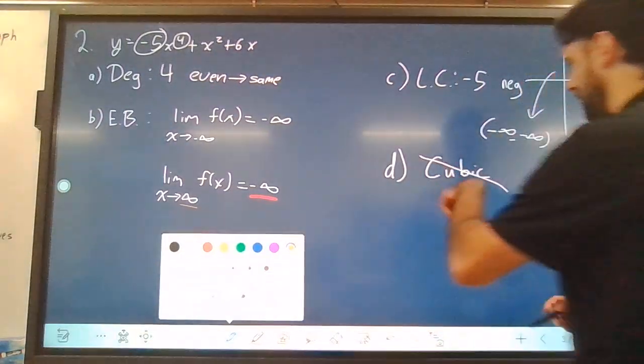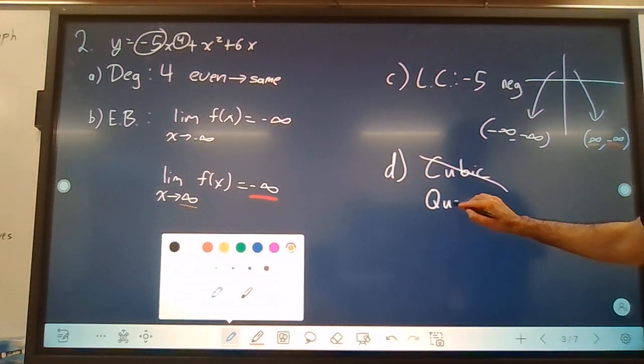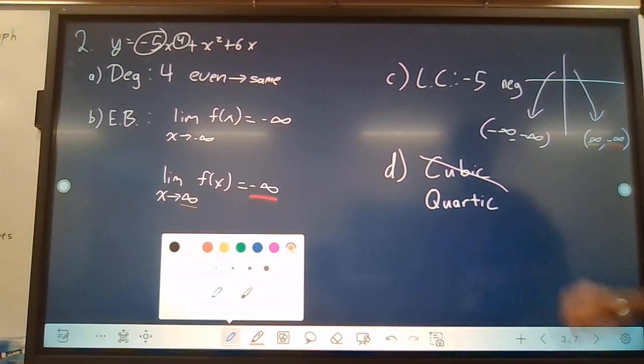Again, this is just a coordinate point that we approach, is all that is. All right, up next, D. We've got an exponent of 4, so this is called quartic. Quartic, when that happens.